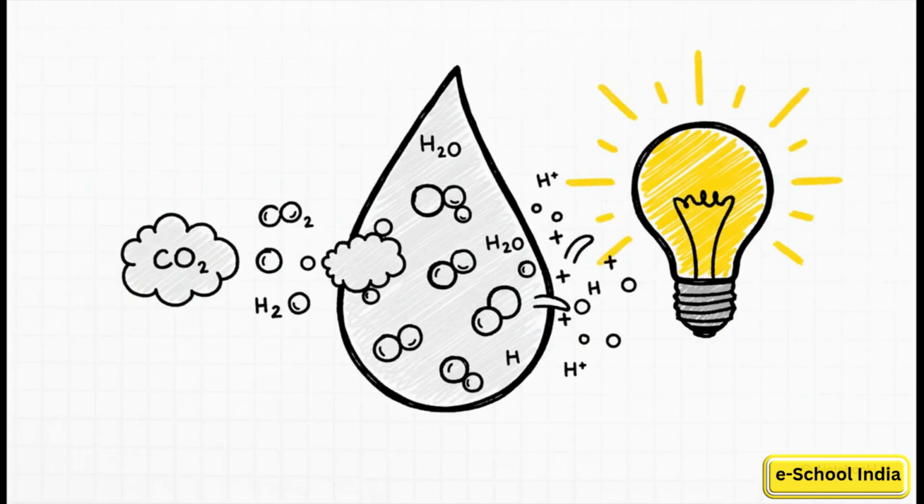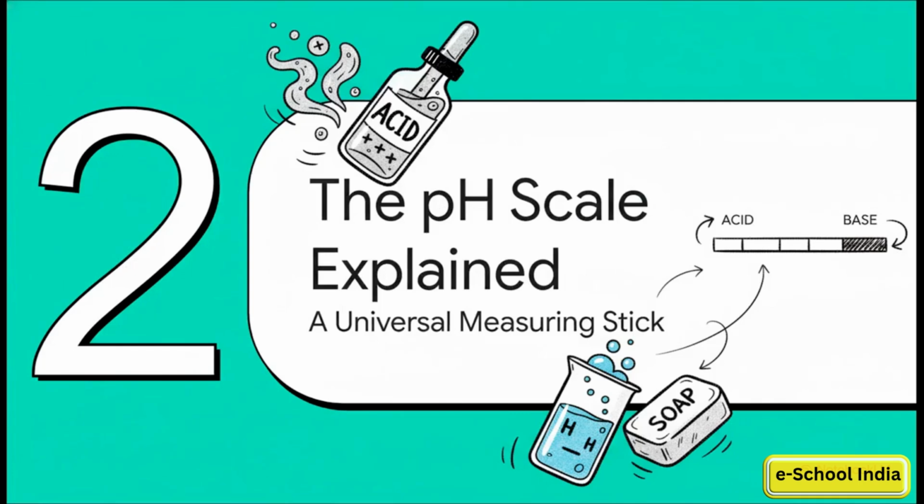That shocking discovery wasn't really about water at all. It was about realizing that everyday rainwater is actually a little bit acidic. And that brings us to the tool we use to measure this stuff. So now that we know acid is our key player, how do we actually measure it? Well, scientists have this universal measuring stick they use for both acids and their chemical opposites, which are called bases.